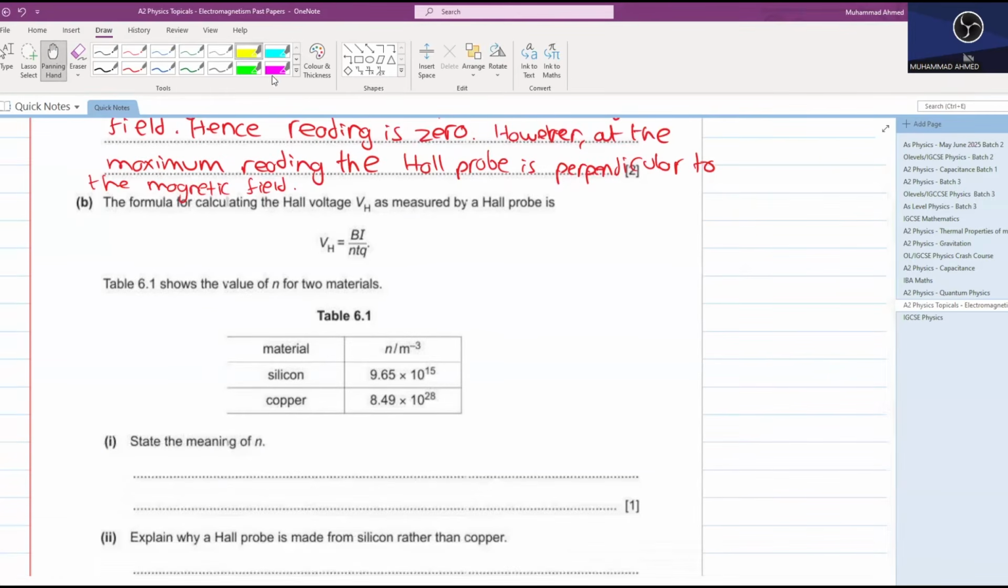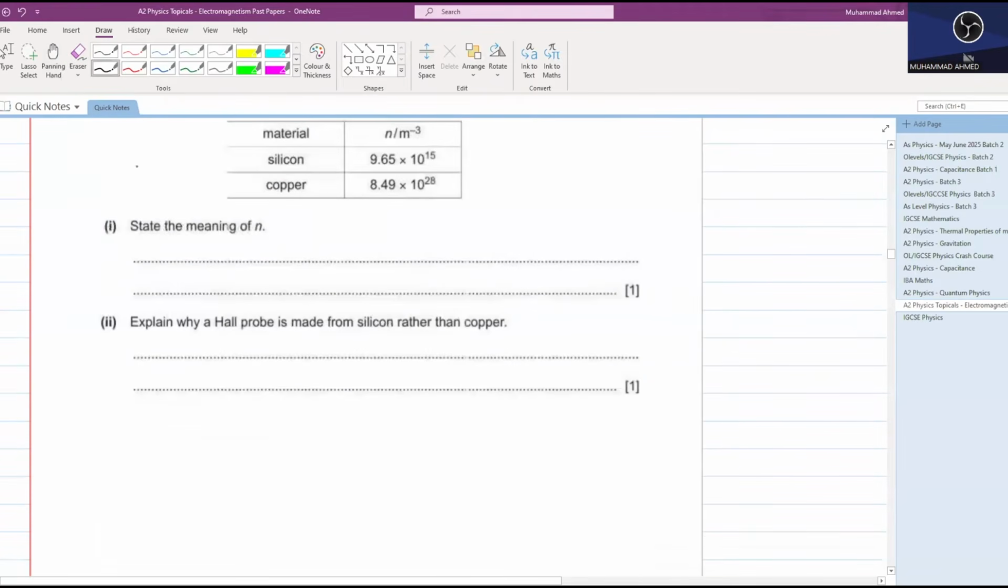The formula for calculating Hall's voltage as measured by a Hall probe is this. Okay, this is the formula to calculate Hall's voltage: BI divided by NTQ. Table 6.1 shows the values of N for two materials. Explain the meaning of N. What used to be N? The number of electrons per unit volume.